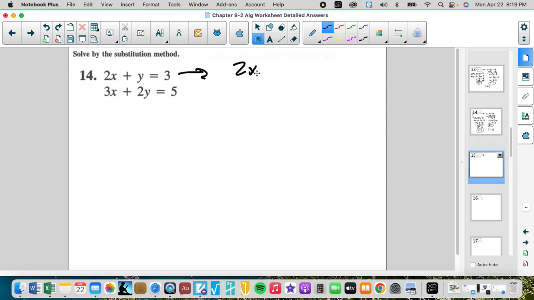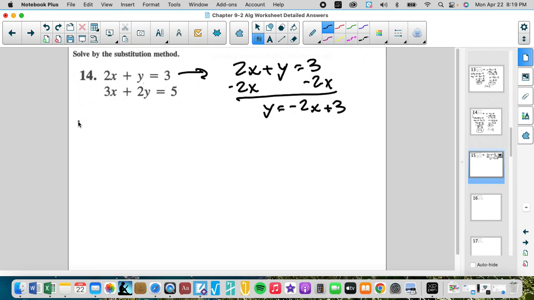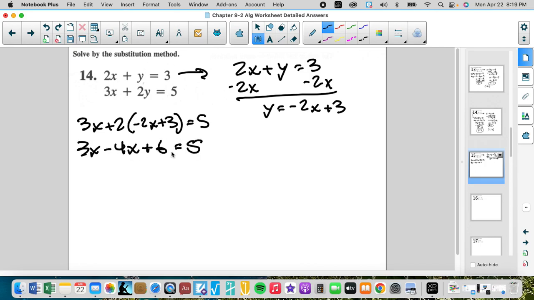I'm going to find this one's the easiest one to isolate. I'm going to isolate for y. Y equals negative 2x plus 3. Then we take the bottom, 3x plus 2 times negative 2x plus 3 equals 5. Let's distribute the 2. Negative 4x plus 6 equals 5.